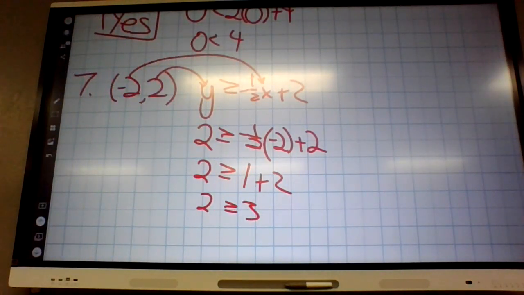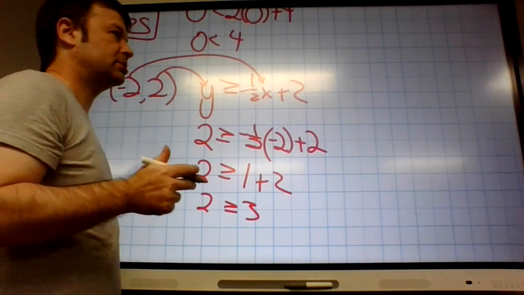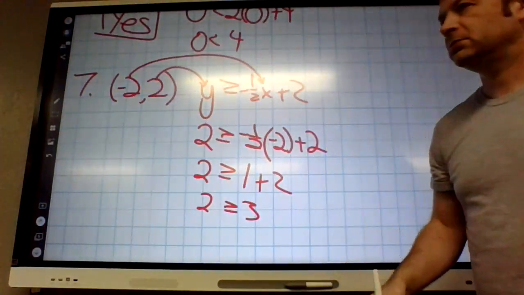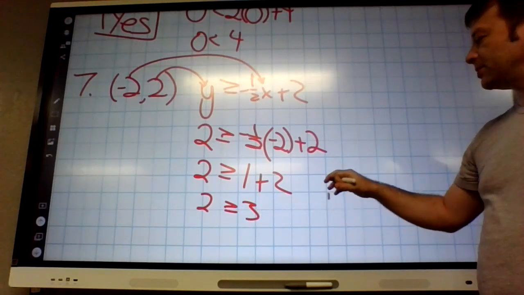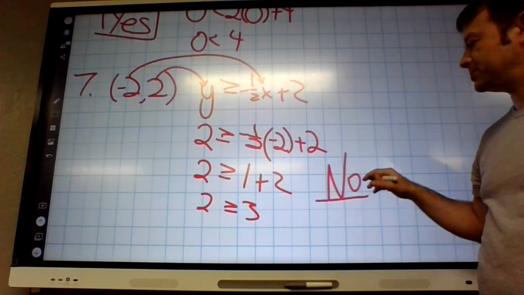Alright, how about that one? I got 2 is greater than or equal to 3. True or false? That is completely right. 2 is greater than or equal to 3. False. So no, this is not a solution.